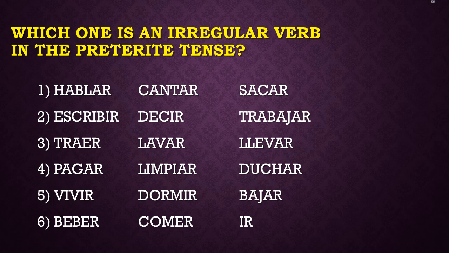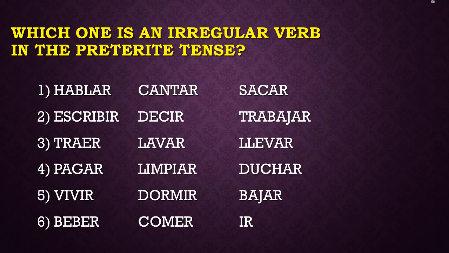Number 2, you have escribir, decir, and trabajar. Number 3, traer, lavar, and llevar. Number 4, pagar, limpiar, and duchar. Number 5, vivir, dormir, and bajar. Which one? And number 6, beber, comer, and ir. So pause the video, pick your choices, see how you do.